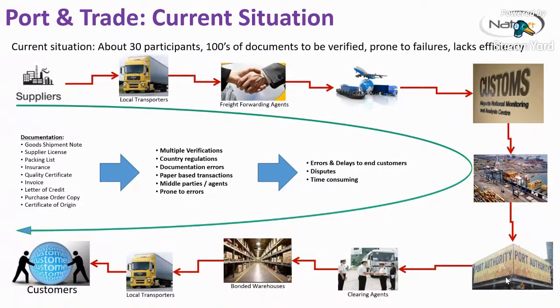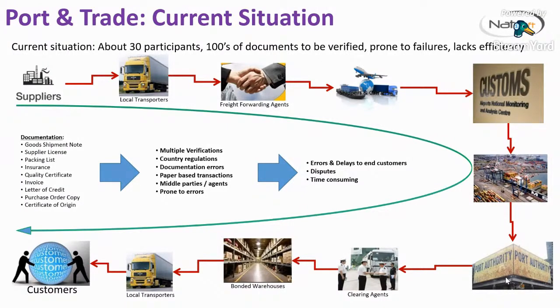You will be surprised to note how many times each one of the regulators needs to see the documents and how many copies of the documents are printed again and again and again through the whole cycle. So look at the documentation, right? You have a goods shipment notice, you got supplier licenses, you got packing lists, you got insurance, quality certificate, invoices, letters of credit, purchase order copies, and including the certificate of origin, right?